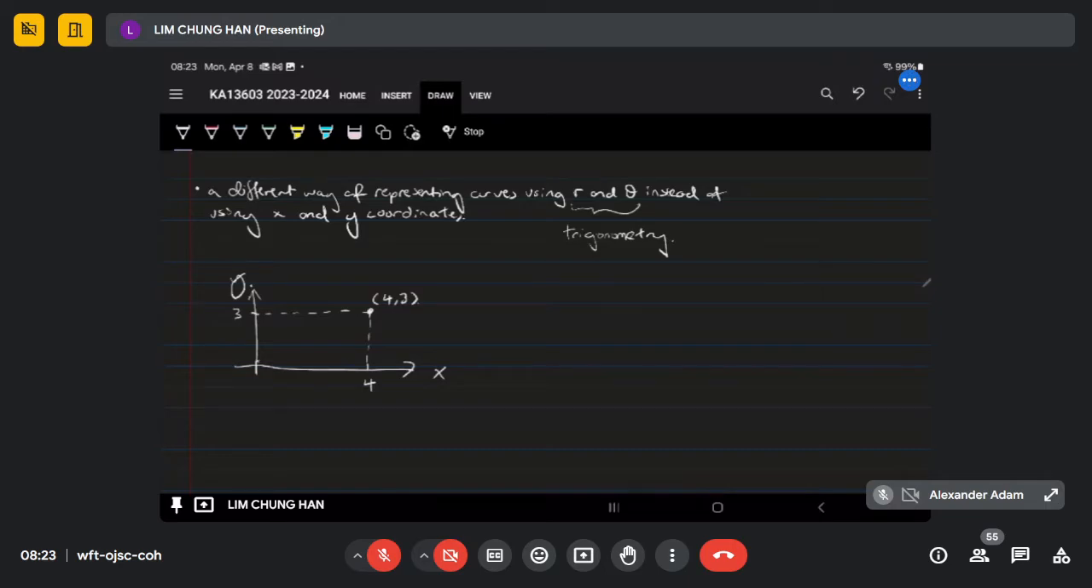Now we can use polar coordinates to represent this exact same point. I'm going to use green color to show how we do that. If I want to use polar coordinates to represent this exact same point, I will draw a line from 0, 0 until it crosses that 4, 3.